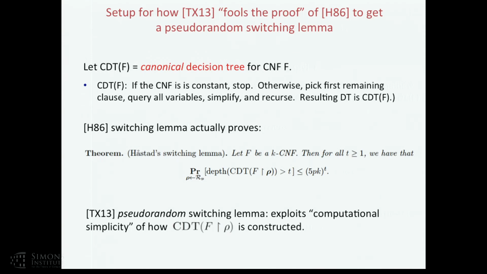Okay, and this is crucial for Luca's arguments. He really exploits the computational simplicity of this decision tree construction procedure, the fact that this canonical decision tree is built in a very simple and straightforward way, given the function that you're trying to build the tree for.